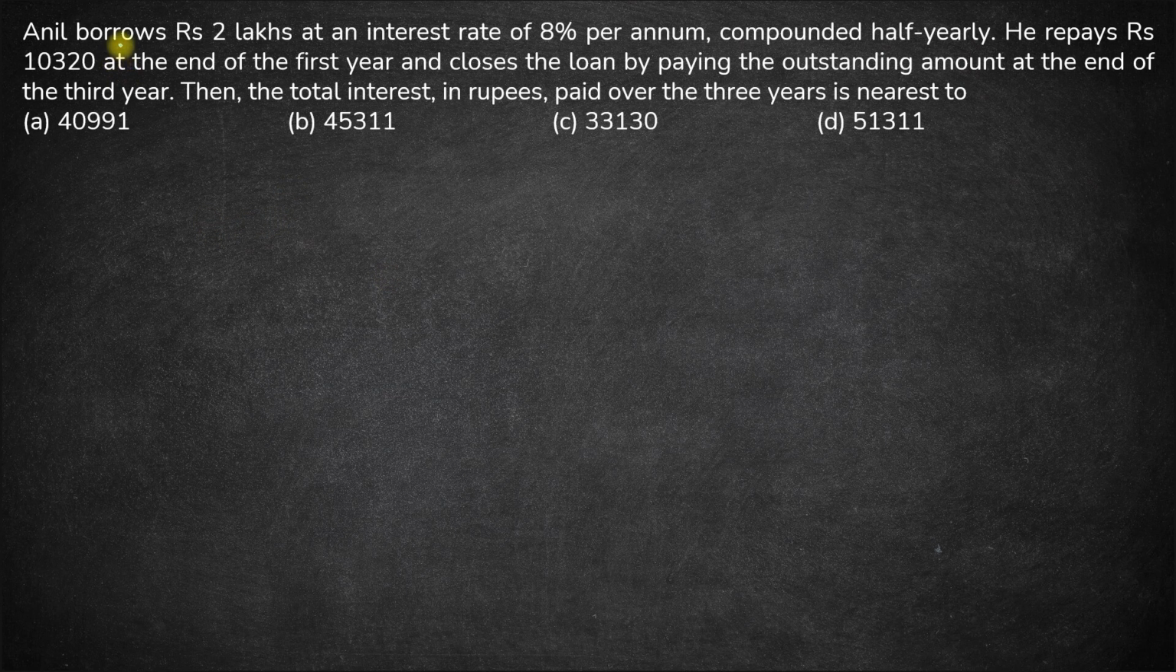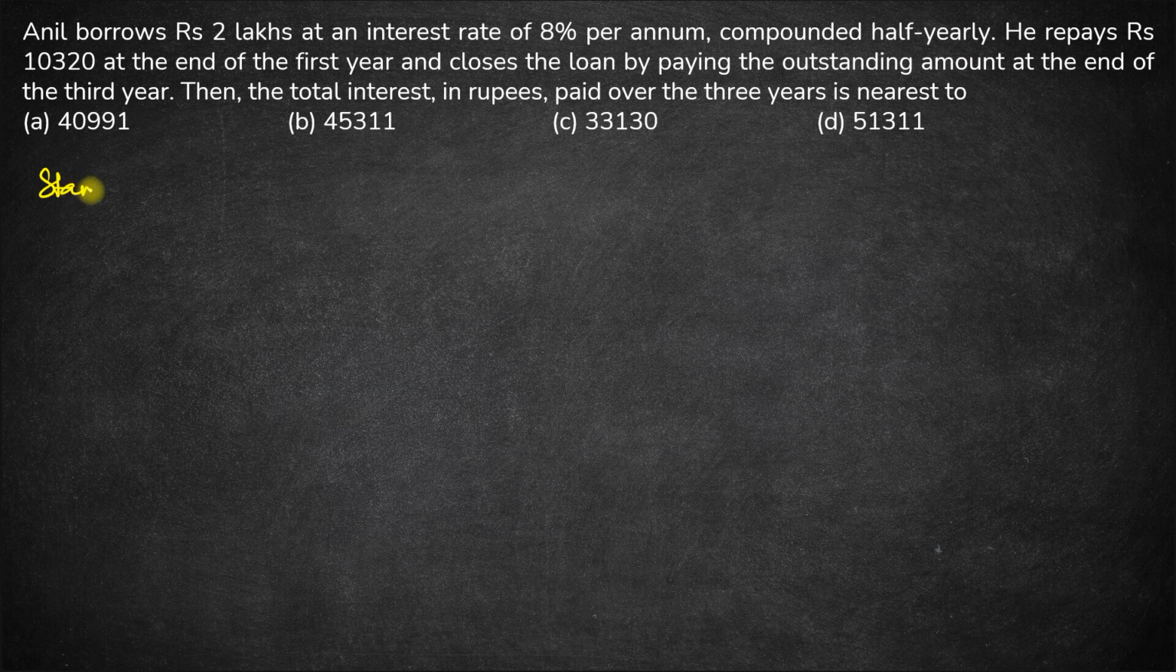Hi, here we have Anil borrows 2 lakhs at an interest of 8% per annum, but it is compounded half yearly. He repays 10,320 at the end of first year and closes the loan by paying the outstanding amount at the end of third year. So after first year, the next payment is at the end of third year. So there is no payment at the end of second year. The total interest in rupees paid over the 3 years is nearest to what?